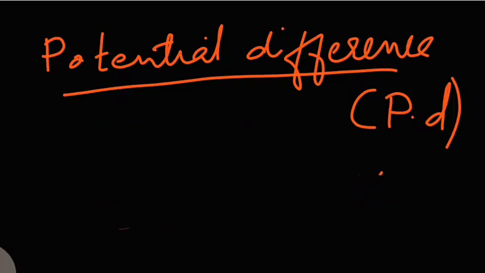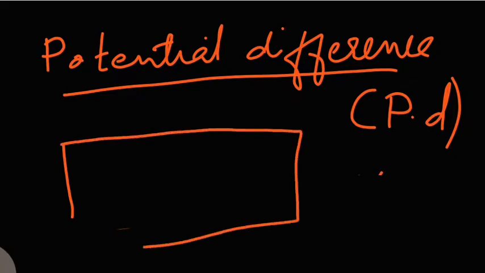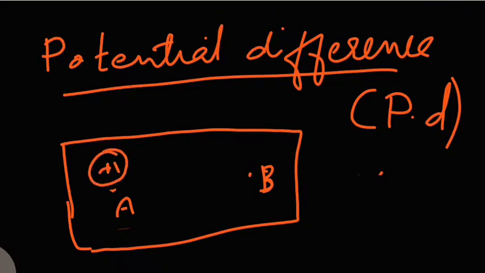Now we have to define potential difference in terms of work done. So how will you define it? If you have 2 points A and B in an electric field, suppose I am taking a unit positive charge, which is our test charge, Q. If I take a unit positive charge from point A and bring it to point B, I will do some work. That work will be the potential difference between these 2 points.